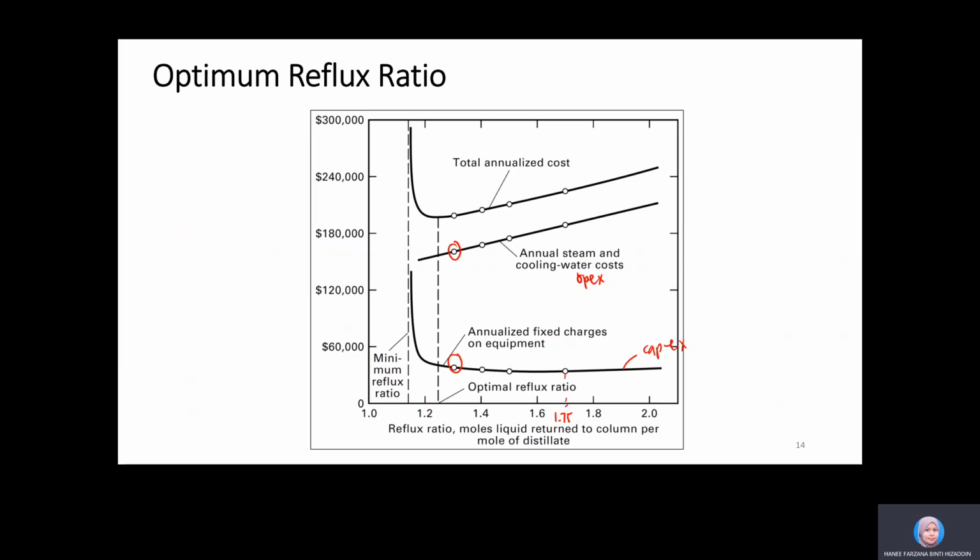So that's why people say that you have to operate within an optimal value. So maybe between 1.2 to 1.5 times the reflux ratio is where the optimum value is. If you increase further, then you will have to deal with a higher cost. So that's why we come up with the optimum reflux ratio being between 1.2 and 1.5 times the minimum reflux ratio.